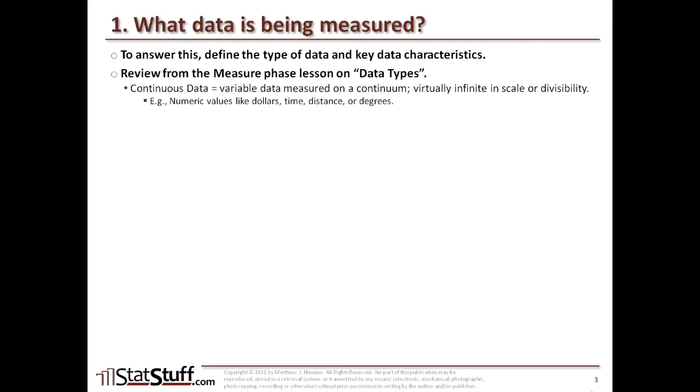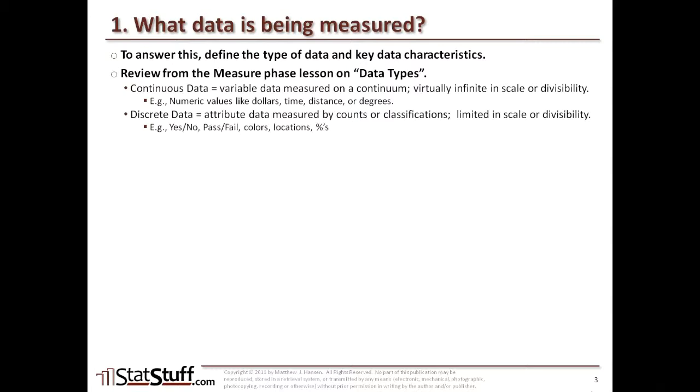Some examples of that would be numerical values we might measure in terms of dollars or time or distance or degrees. Now, discrete data is attribute data that's measured by counts or classifications. It's usually going to be much more limited in scale or divisibility. So examples of that would include yes or no values, pass, fail, or colors or locations, or something that's used eventually for measuring percentages or something like that.